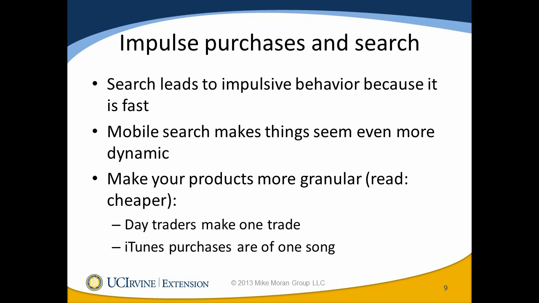Now you might be asking, what does all this have to do with search? Well, impulse purchases are more related to search than to other kinds of navigation that gets to your website. The reason is that search is really fast. If someone is trying to act on an impulse they have, it's extremely likely that they're going to turn to a search engine to satisfy that impulse.